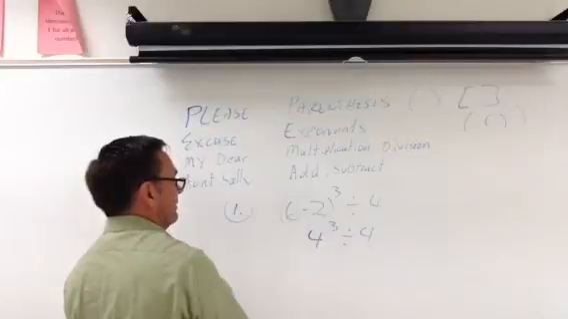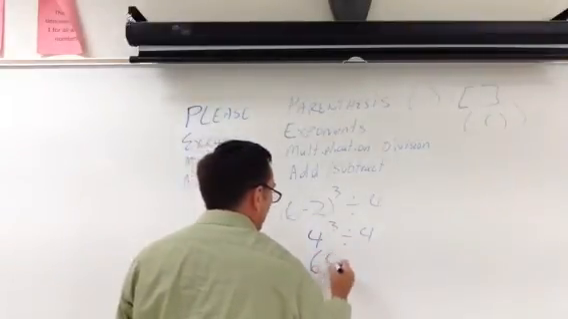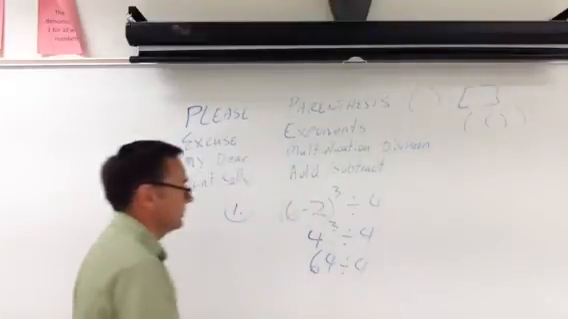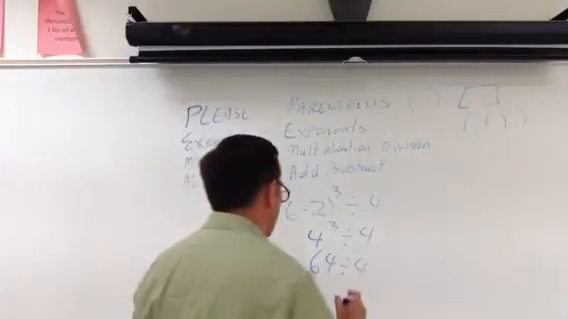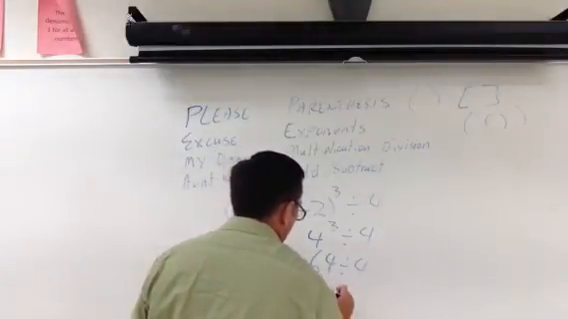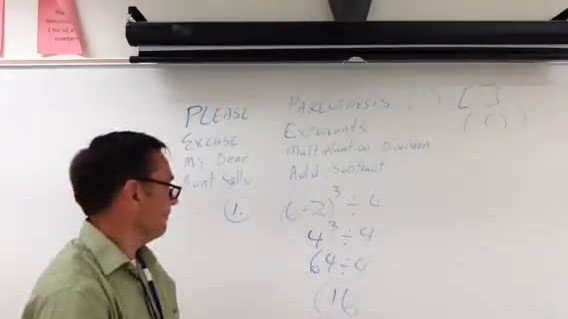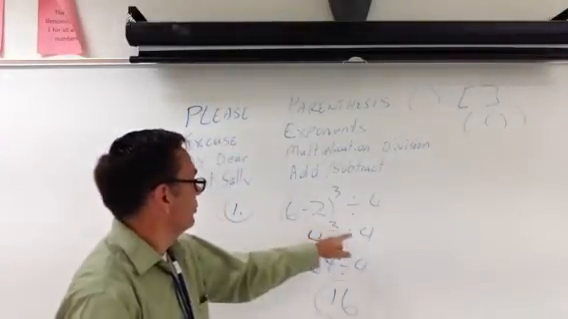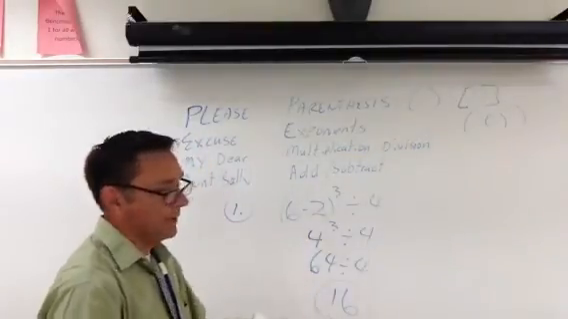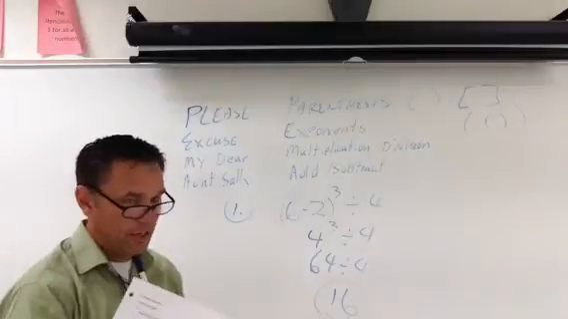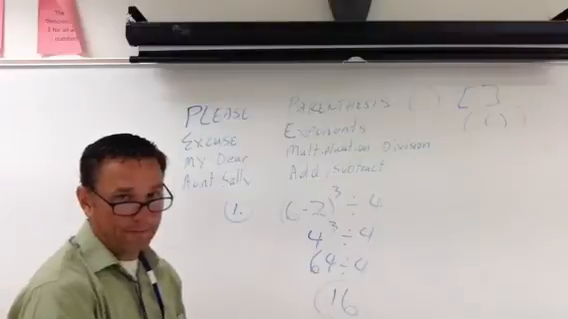Now, no more parentheses. We do have exponents. Let's do 4 to the third power, which is 64. Now finally, 64 divided by 4 is 16, and we get our final answer there. So there's 1, 2, 3 computations we need to do. 1, 2, 3 lines of information that must be shown when we do these problems.